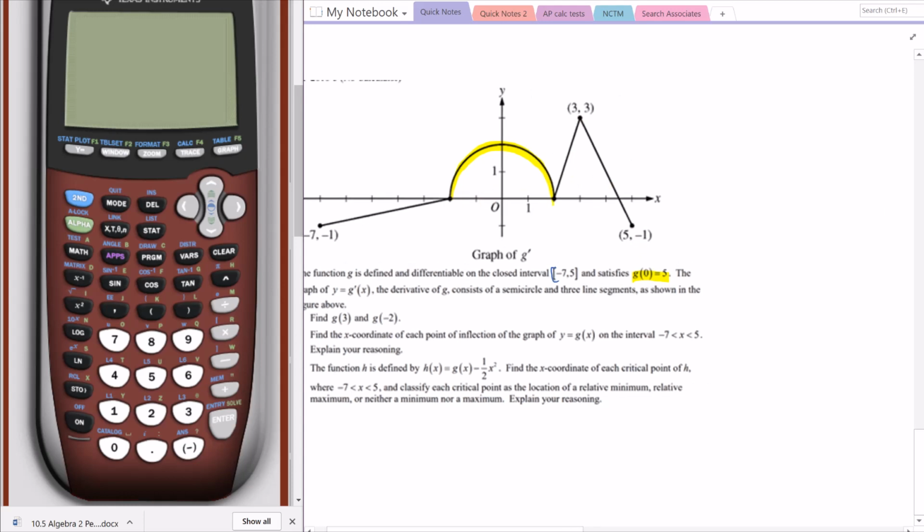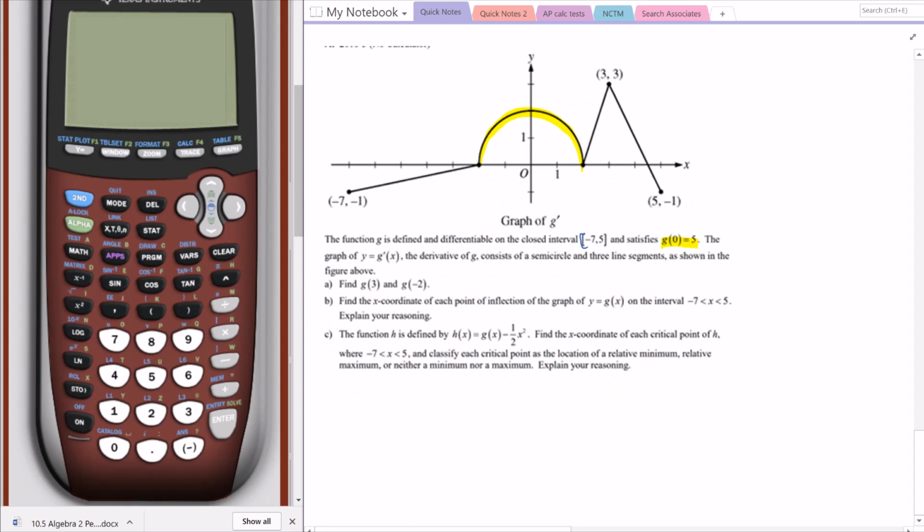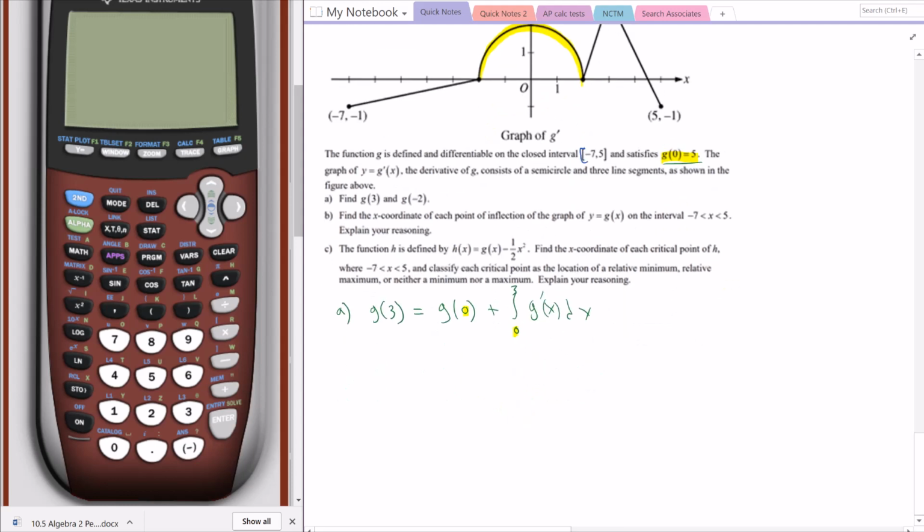So they're asking me to find like a new position, right? So part A, we're just going to do, well, g of 3 is going to equal the point I know, which is g of 0, plus the integral from 0 to 3 of g prime, right? This is that new position formula that we had.